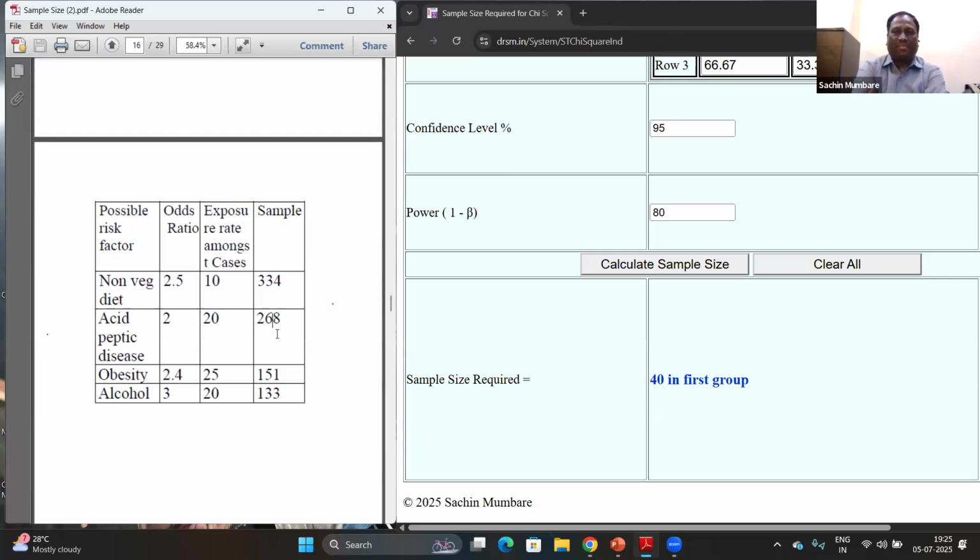Now I request you to go to the website and calculate the sample size required for each one of these risk factors. Your answer should match what I have provided here. Please do it fast, within 2 minutes.